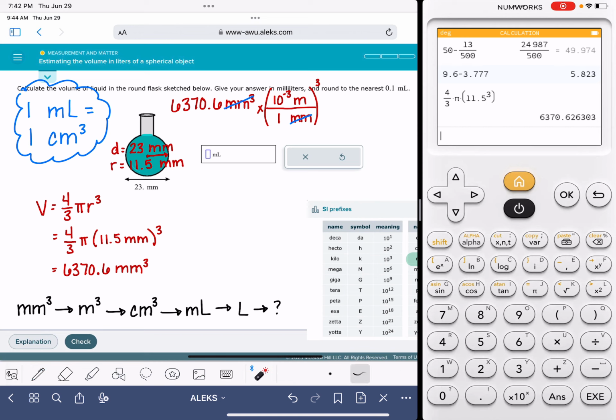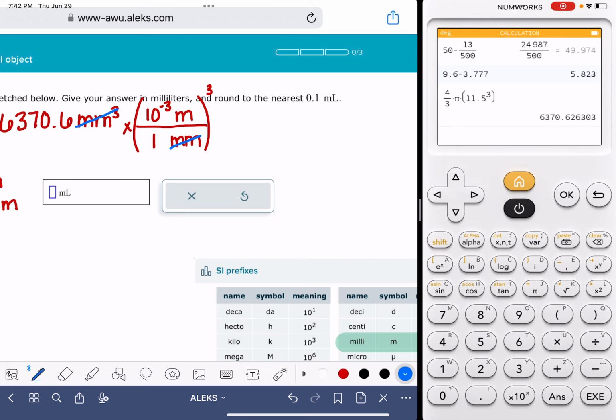Now, we've accomplished this step right here. Our next step in the process is to convert from cubic meters into cubic centimeters. So we need another conversion factor. We're trying to get rid of the meter unit, so we want that down on the bottom so that those meter units will cancel. And we're trying to convert into the centimeter unit, so we want that one up on top.